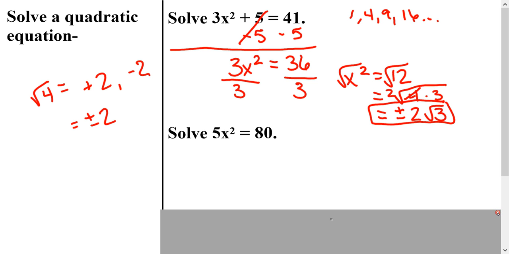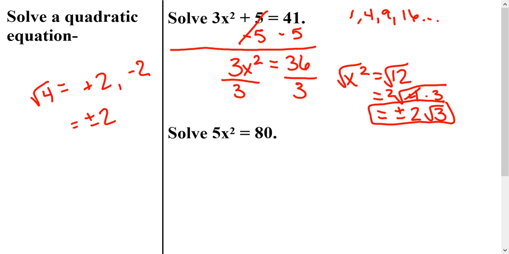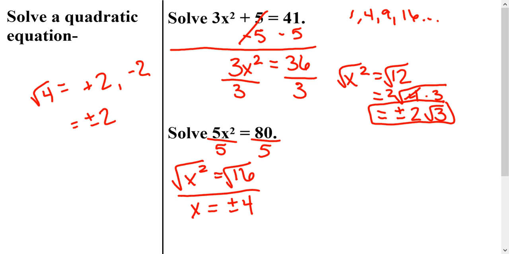So we have 5x squared equals 80. So if I wanted to solve this, I would divide both sides by 5, and I would end up with x squared equals 16. Well, then I would take the square root to cancel out the square, and so I would end up with x equals, and what is the square root of 16? Well, the square root of 16 would be 4, but it could also be negative 4, so I would write plus or minus 4 as my answer.